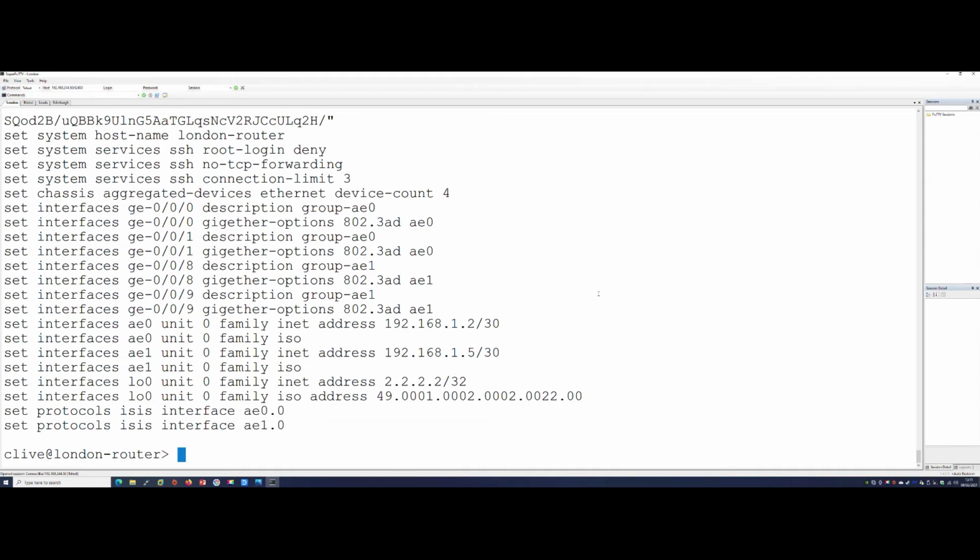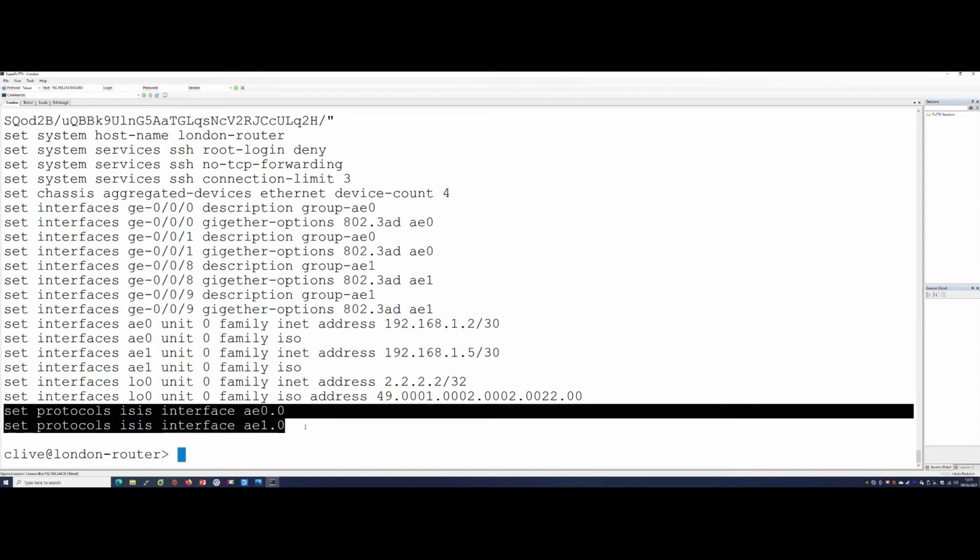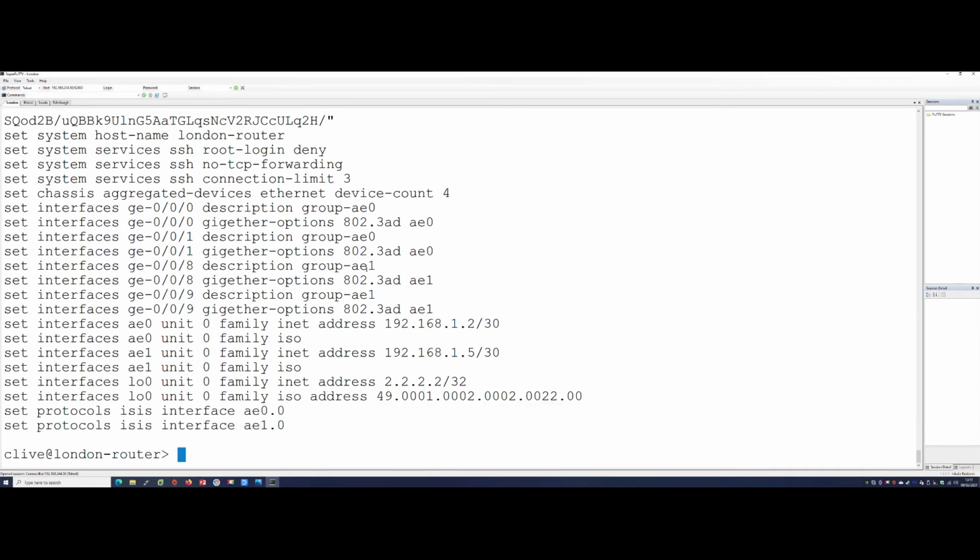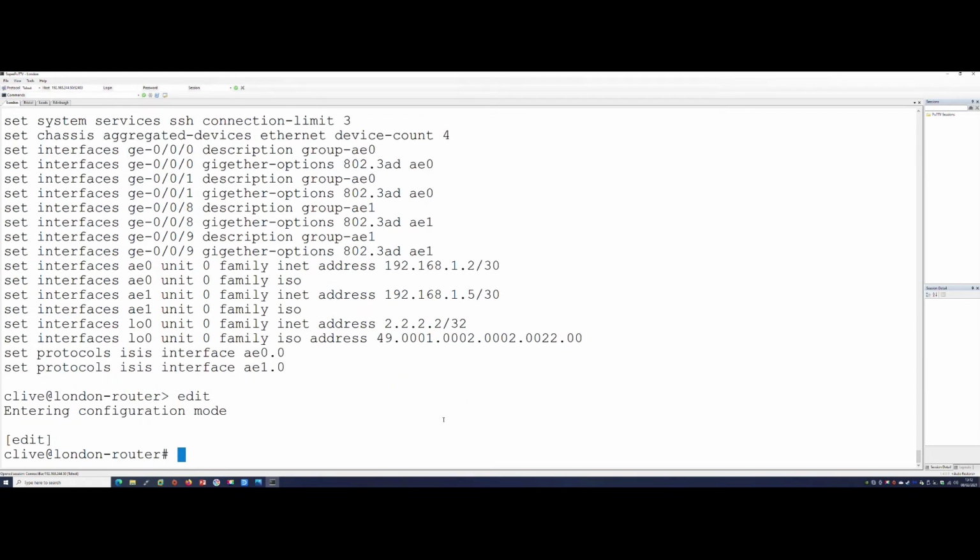So okay, to show you, I did this on purpose because I wanted to show you this. Over here, look, under the protocols, we've got AE0 and AE1, but we don't have the loopback, so the loopback isn't taking part in IS-IS. It's got the address there, the net address, but it's actually not participating purely because we haven't included it in the protocol. So let's go ahead and do that now.